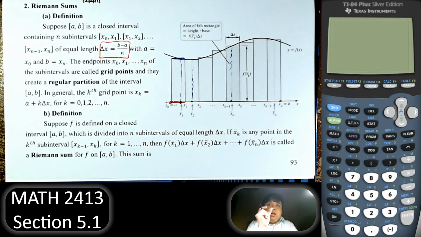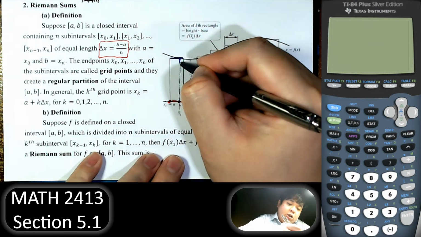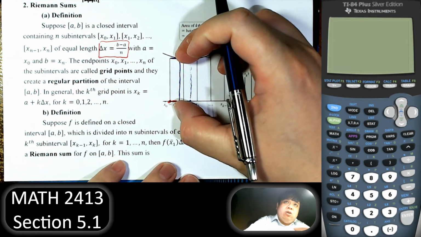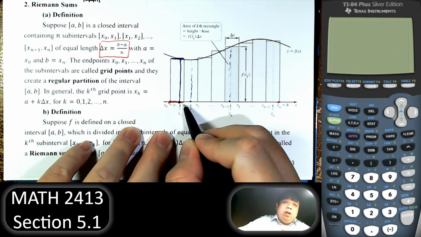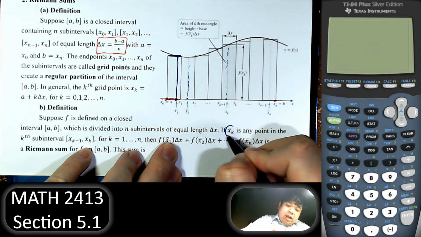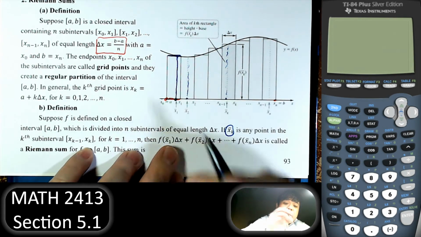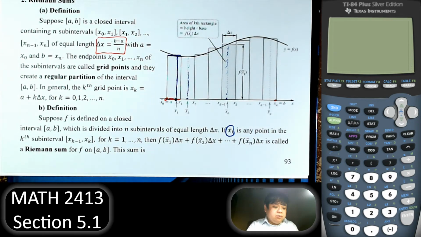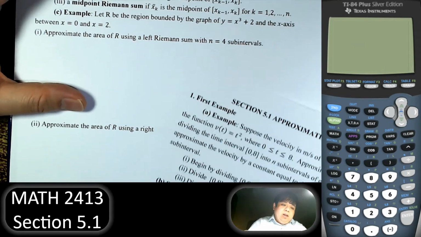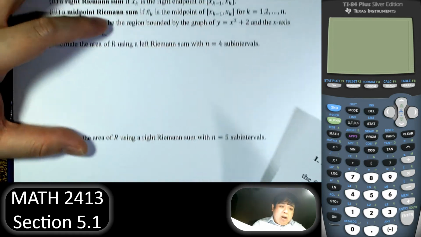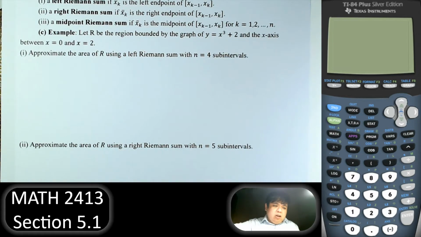So pretty much in each subinterval, we choose a point, and then we evaluate the value of the function to give us the height of the rectangle. So the height of the rectangle is given by the value of the function at any point in the subinterval. This is xk bar, which is any point within an interval that we use to find the height of the rectangle. In that case, the Riemann sum can use the left endpoint, the right endpoint, the midpoint, or a lot of other options. So let's look at some examples here.